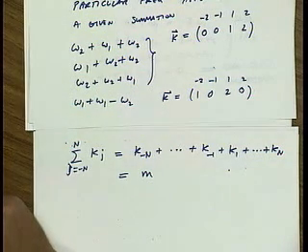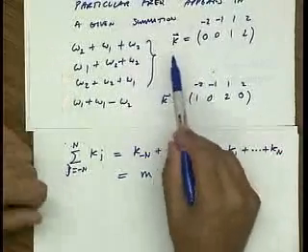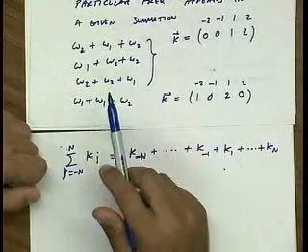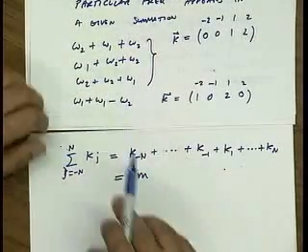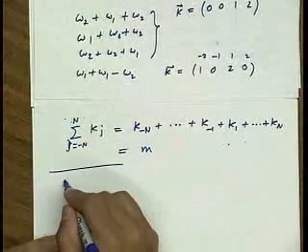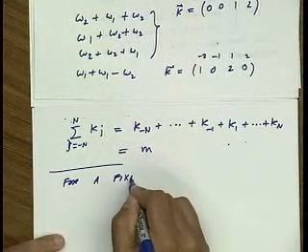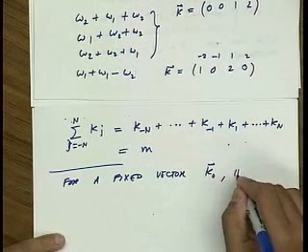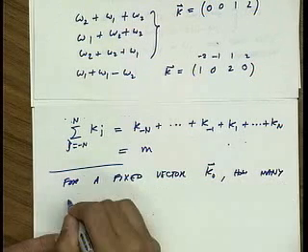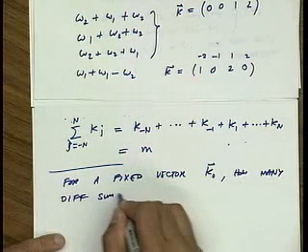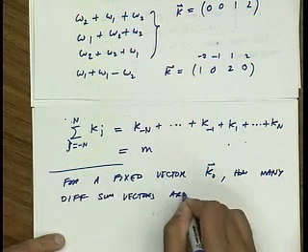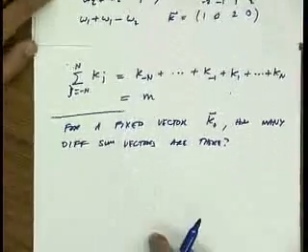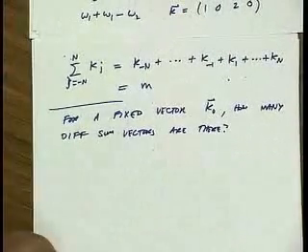So now we'd like to ask the question, for a given, fixed k vector, how many different ways can we form this k vector? Right? So let me write that down. So for a fixed vector, let's say k naught, how many different sum vectors are there? Okay? So this is a little bit of simple counting.